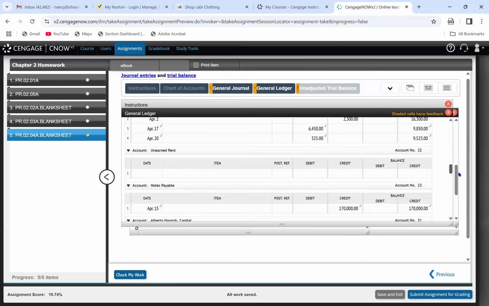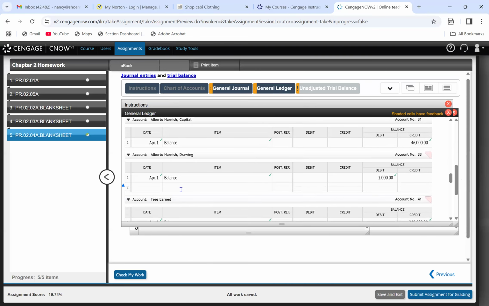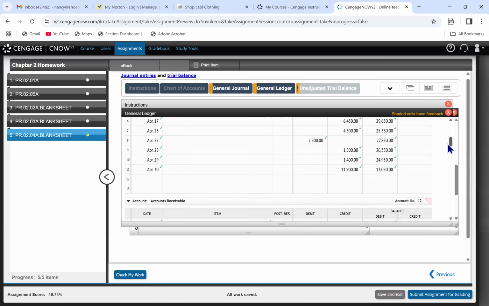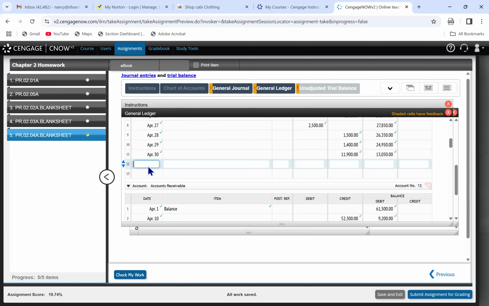We'll find the drawing account, and on April 30th we'll show a balance, a debit of 4,000. This brings the new balance to 6,000. And our cash goes down 4,000. So this is 13,050 minus the 4,000 is 9,050.